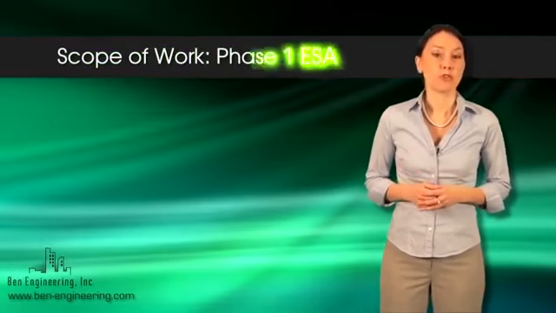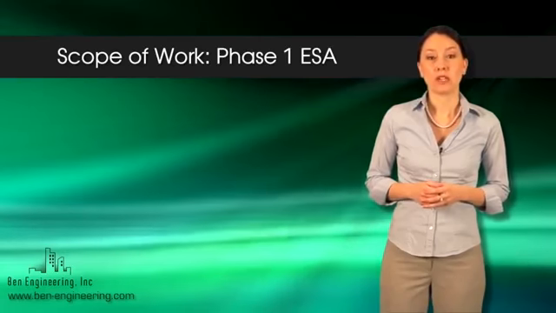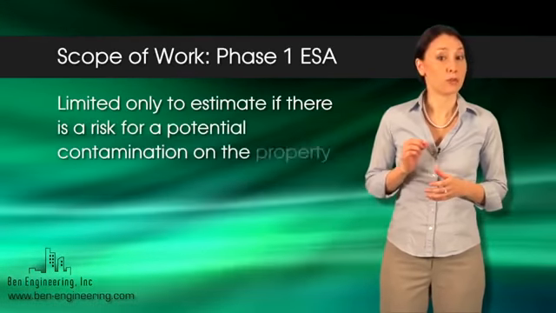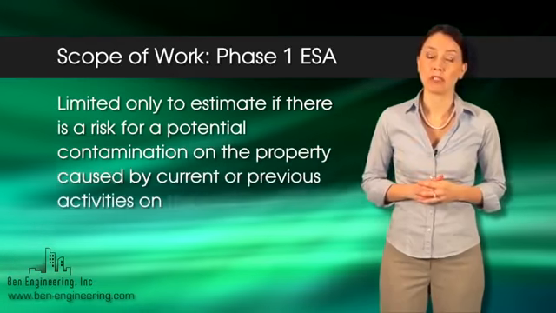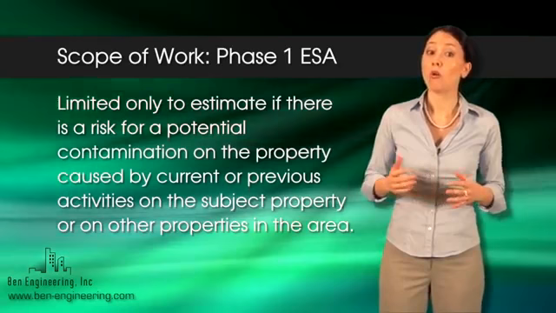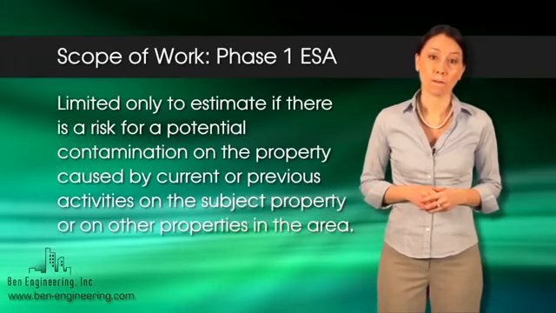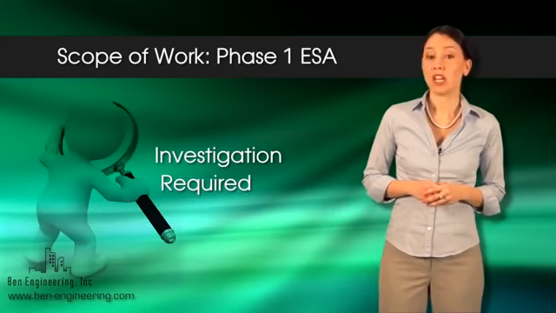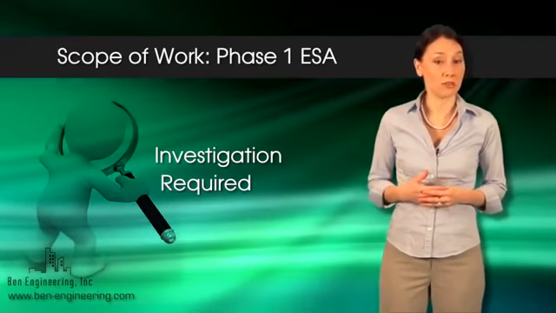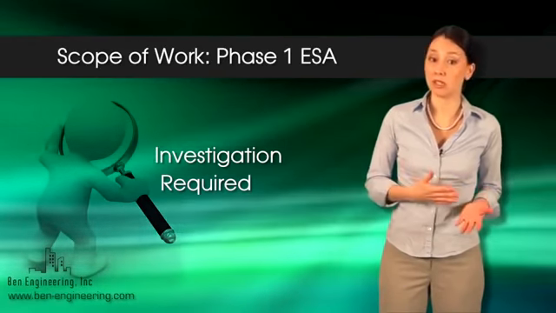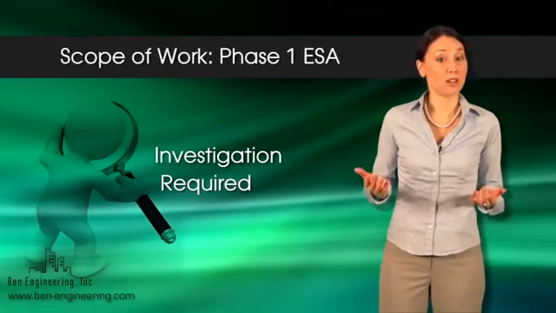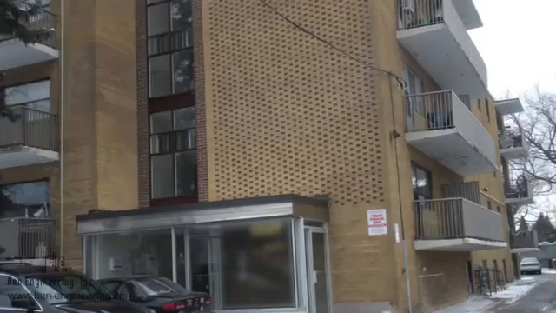The scope of work for the Phase 1 environmental site assessment is limited only to estimate if there is a risk for a potential contamination on the property caused by current or previous activities on the subject property or on other properties in the area. To do so, an investigation is required in order to know what were the current or previous activities on the subject property or in the vicinity, and if these activities are classified as those that are a cause for contamination.